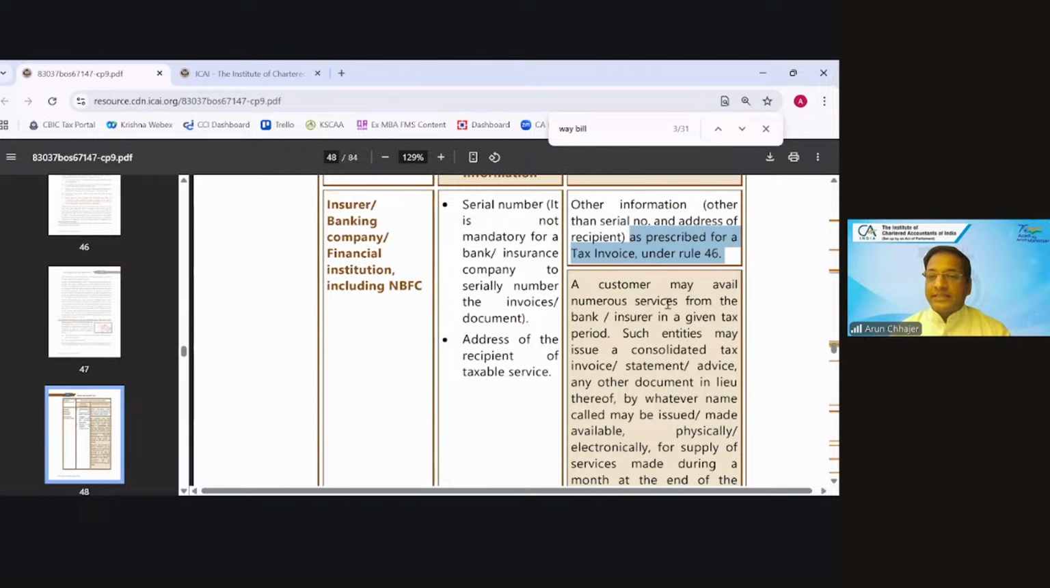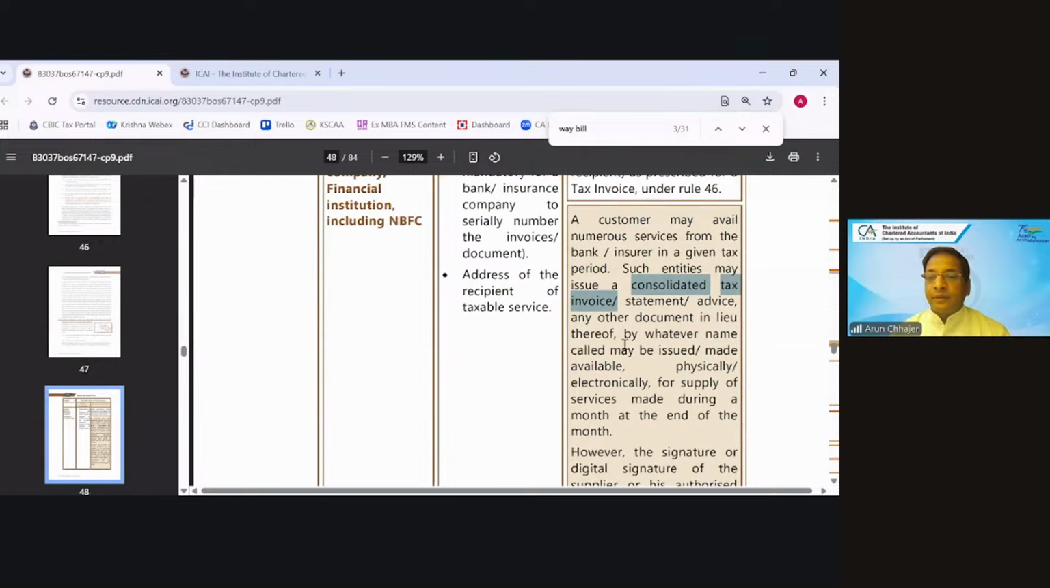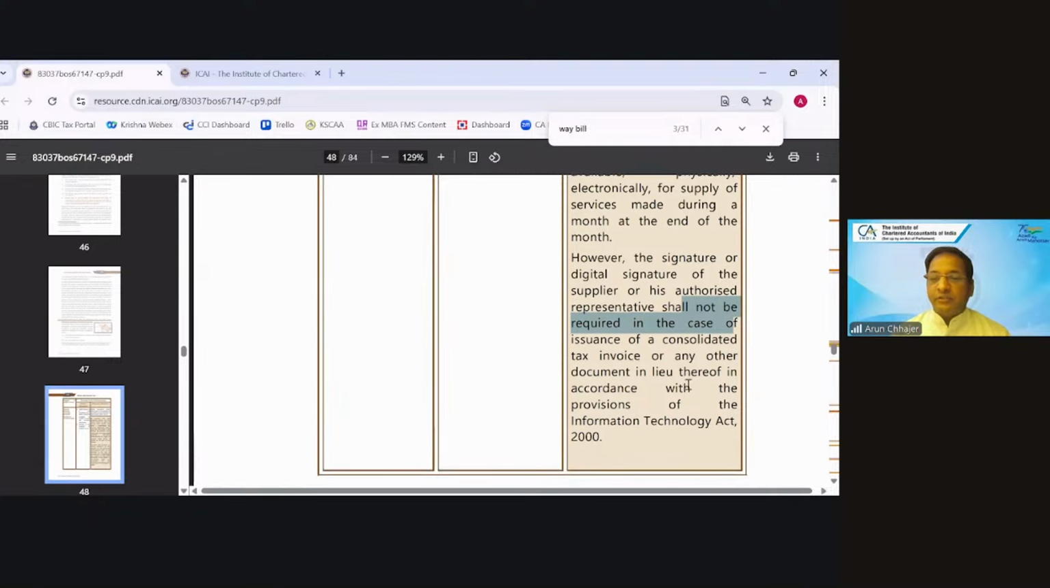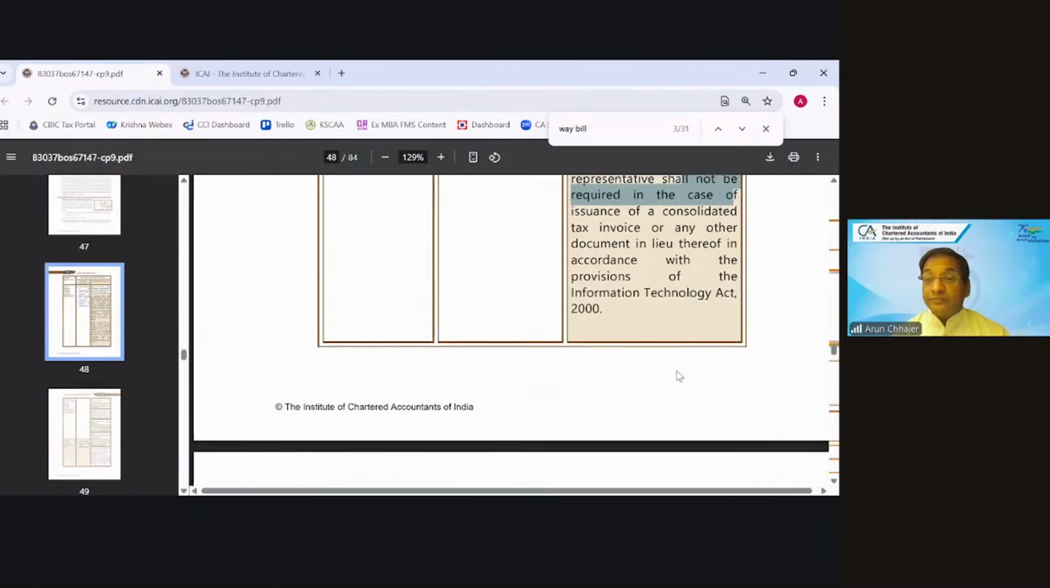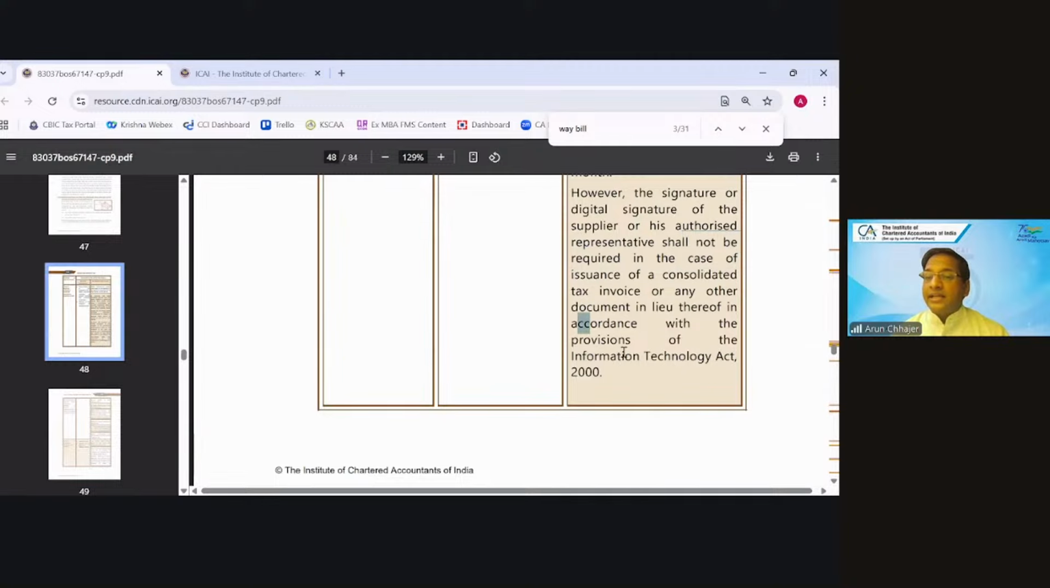Okay. A customer may avail numerous services from the bank in a given tax period. Such an entity may issue a consolidated tax invoice. Rule 54 allows issuing a consolidated tax invoice in case of a banking company, and any other document in lieu thereof by whatever name called, made available physically or electronically for the supplies made during the month. However, a digital signature shall not be required in case of a consolidated tax invoice or any other document, if the signature is made in accordance with the Information Technology Act, that is, digital signature.